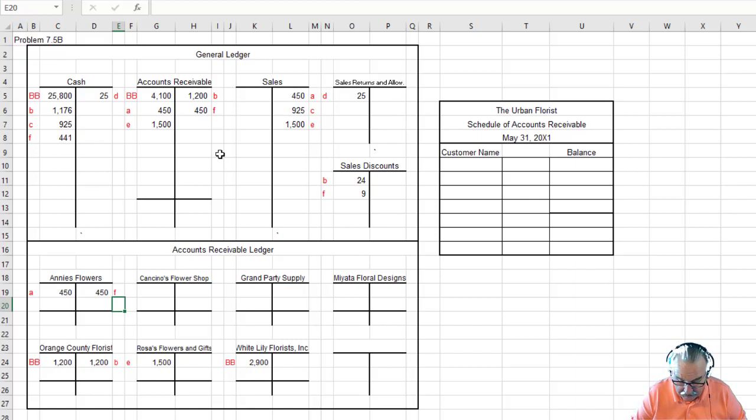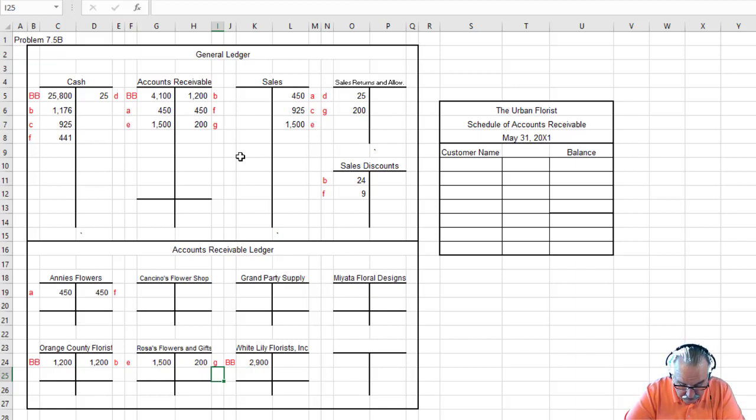Moving to page 13 of the journal, we had Rosa's Flowers send back some stuff or take an allowance. This is transaction G. It's $200, debit sales returns and allowances, and credit accounts receivable for $200. And then we have to post that down here to Rosa's Flowers because we gave her an allowance on some withered flowers or some other problem that she had.